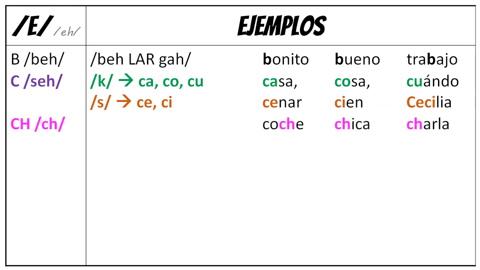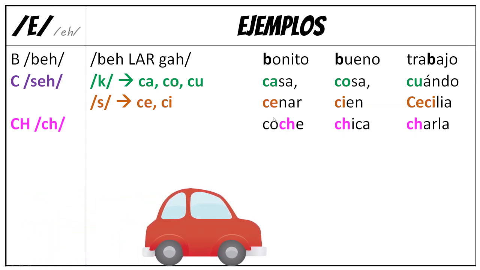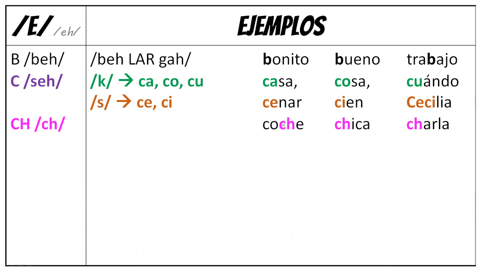CH. We saw that the H is mute, but when combined with C, it sounds like ch: coche, chica, charla.